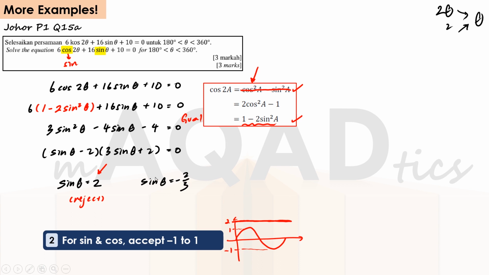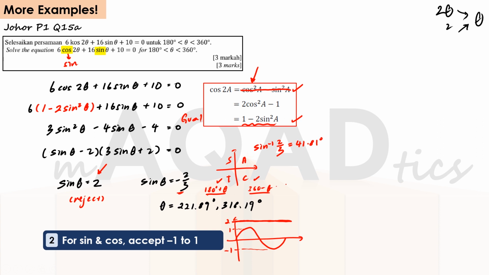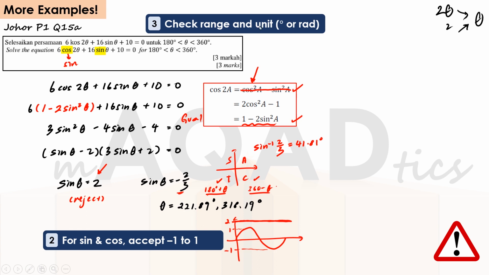And for this one, we should use the ASTC method. So for this one it is sine and the value is negative, so it should be T and C. T and C here should be 180 plus theta and 360 minus theta. So if you type this into your calculator, again don't type the negative inside, you should get 41.81 degrees. So by substituting theta into here, you will get these two values. There's another tip I'd like to share, which is check the range and the unit for this part.